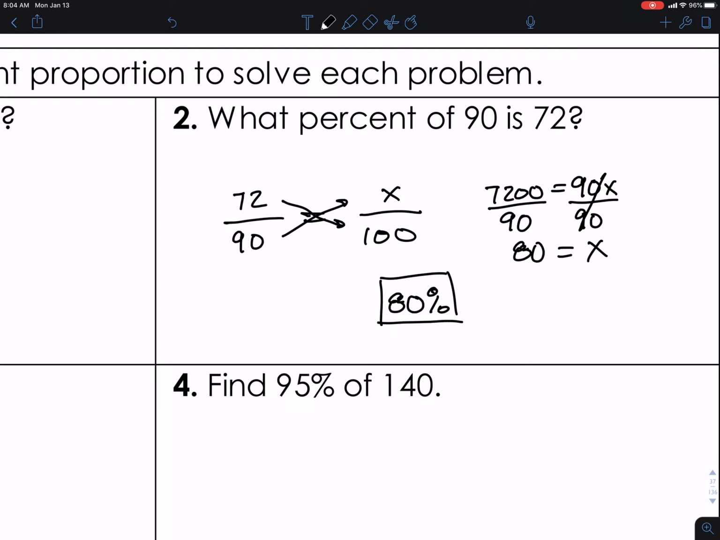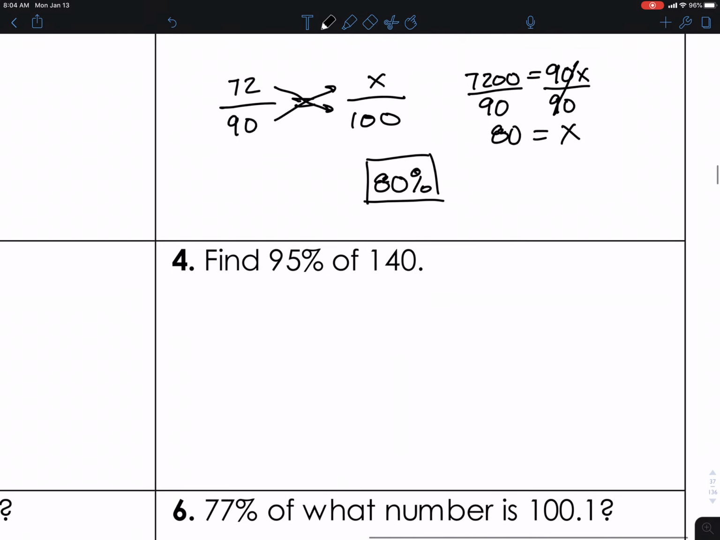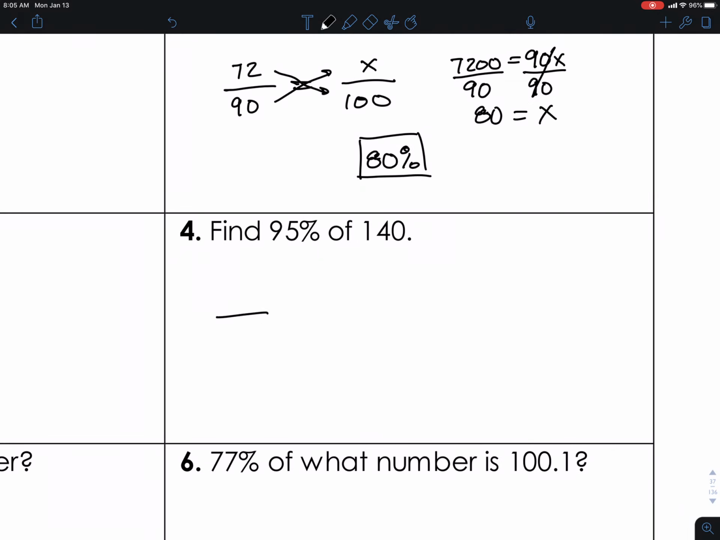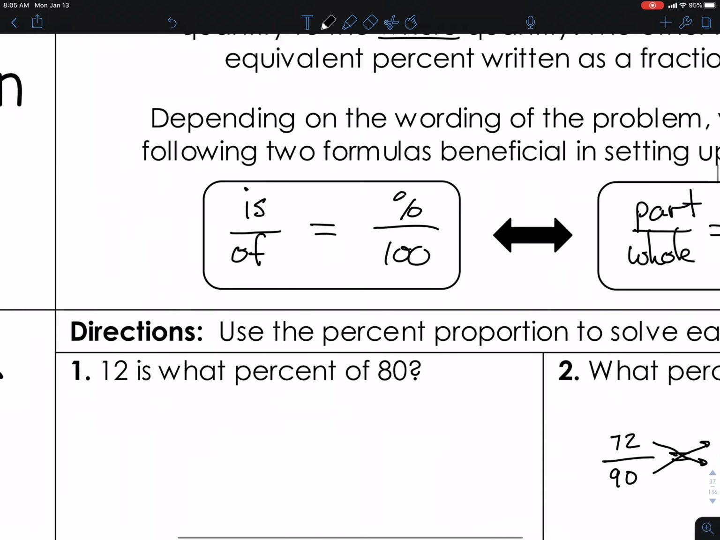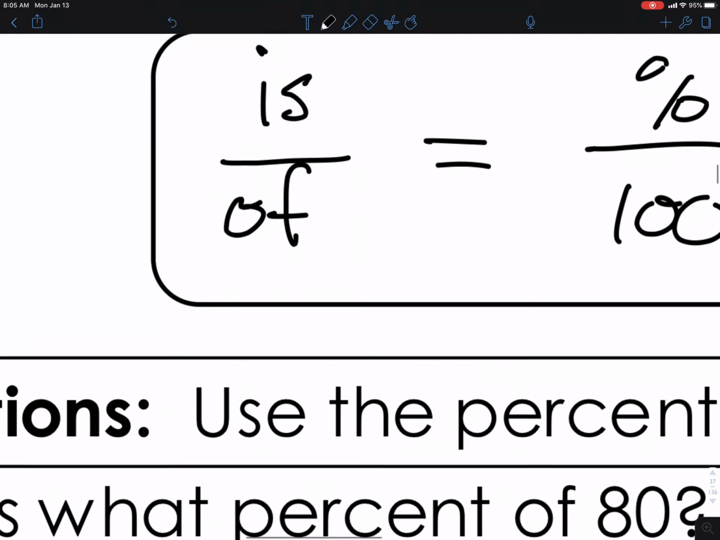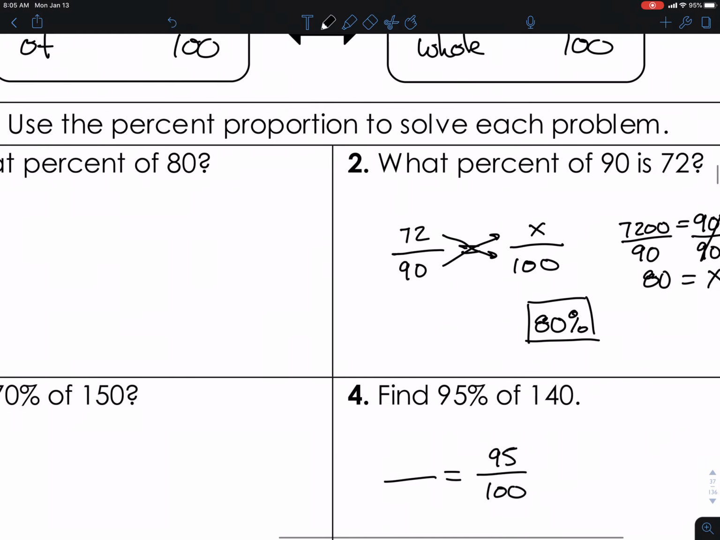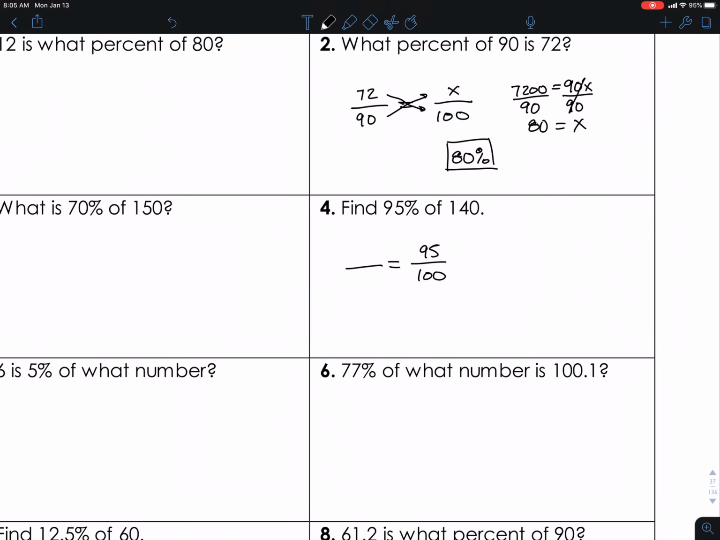Okay, find 95% of 140. They're jumping here, but again, same thing. Bar equals bar 100. When they give you a percent, you put it above the 100. That's where my percent goes. Of 140, let's go back and look at our note. Where does of go? It goes in the lower left, so it goes in my denominator on the left side. So put 140. Something goes there. We're trying to figure out what that is.